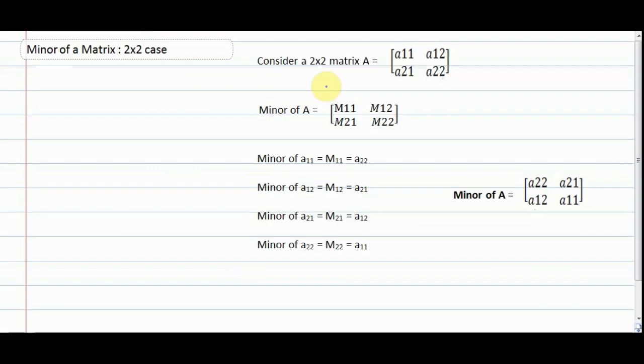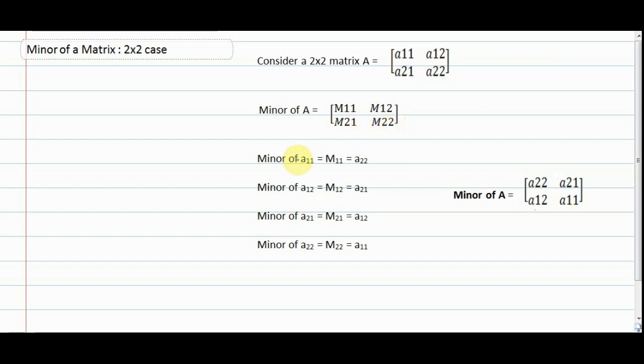At first, we will consider a 2 by 2 case. Suppose we have a matrix A with elements A11, A12, A21 and A22. Minor of matrix A can be calculated by replacing each element with the corresponding minor value. Say here A11 is replaced with M11. M11 represents the minor of A11. A12 is replaced with M12, which is the minor value corresponding to A12. And similarly A21 and A22 are replaced with their corresponding minor values, that is M21 and M22.